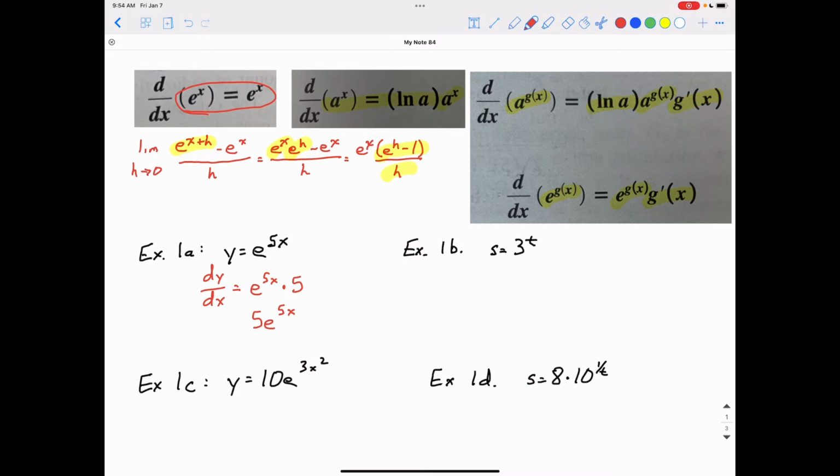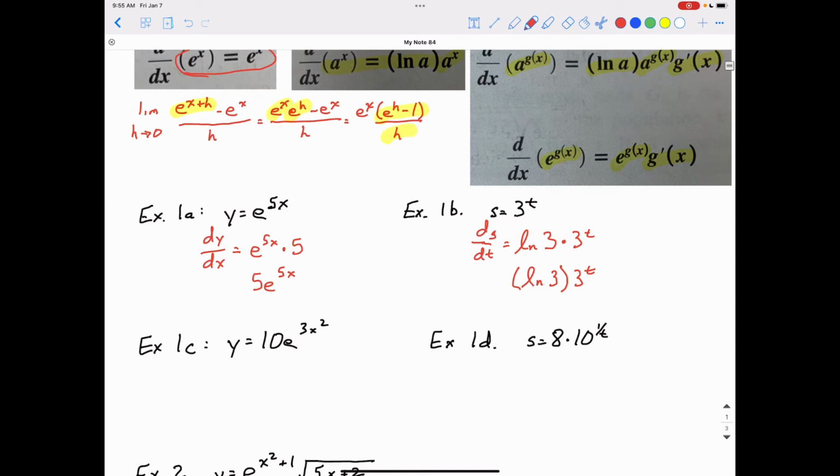Example 1b is s equals 3 to the t power. So we don't have the e. It's not e to some power. It is some number other than e to that power. So the derivative of s with respect to t will be using this one right here. So ds over dt will be the ln of 3 times the 3 to the t power. And there's really not a whole lot of ways we can simplify that, so it's just going to be ln of 3 times 3 to the t power. And that's really all we can do with that.